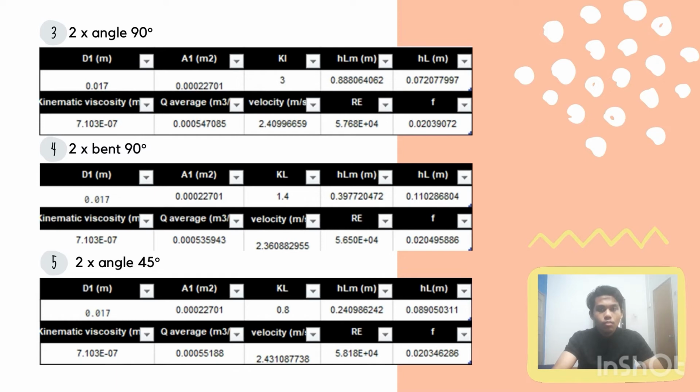For the third component, it is 2 times angle 45 degrees, with the same steps. But the loss coefficient is 0.4, and it needs to be times 2, so the total loss coefficient is 0.8, and the steps are the same, so just calculate like the previous one.